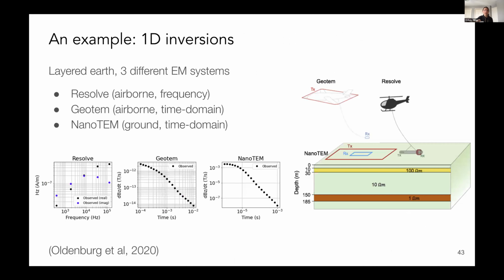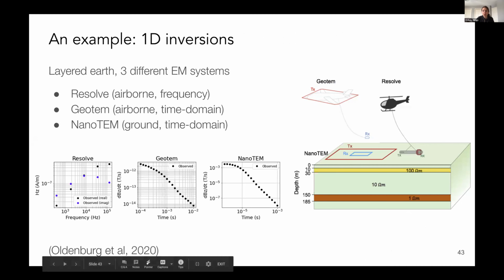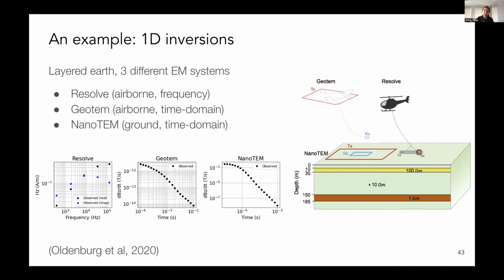So I'd like to show you an example. Right now, we're just going to look at a 1D example, but we'll look at 3 different systems. We've got a layered Earth model with a resistive layer in a moderately conductive half space. And then we've got a conductive unit that is much deeper.